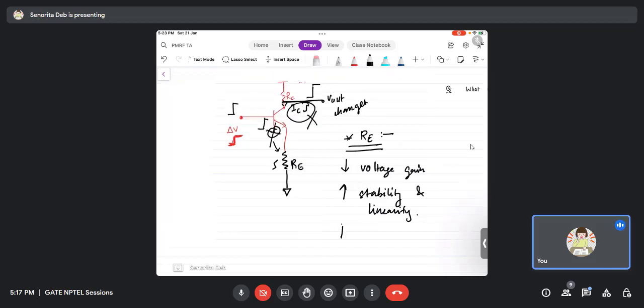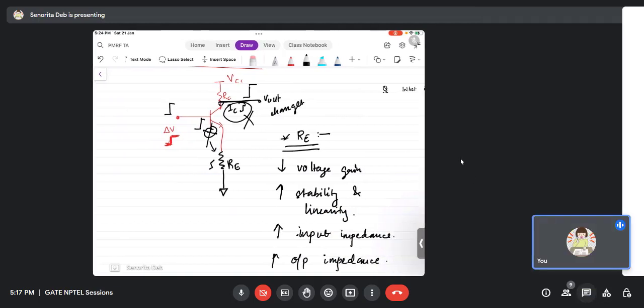We will see that it increases input impedance as well, and it also increases output impedance, and we will see what is the effect, whether there is a problem or not. You understood? Any doubts?